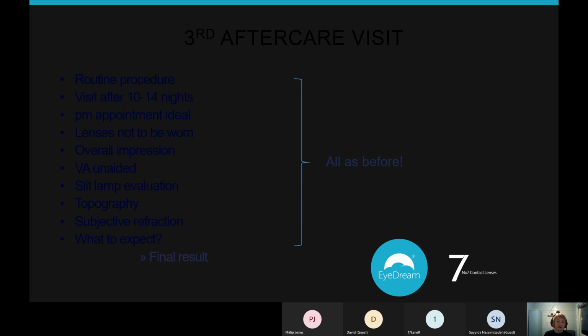So your third aftercare visit is around 10 to 14 nights. All the research suggests that there's no significant change after 10 nights. So therefore, as long as you do it after 10 nights, you're not going to be wondering whether if you'd left it longer, it would be better. If you do it at 8 nights, you're going to be wondering whether you should actually have left it that bit longer. You're going to be doing all the same things.